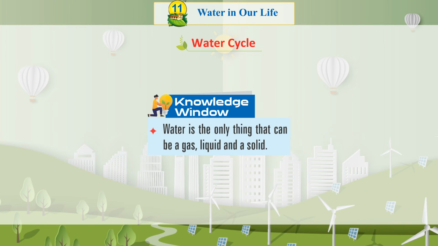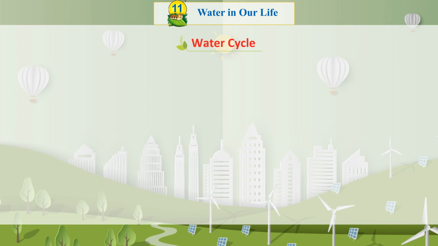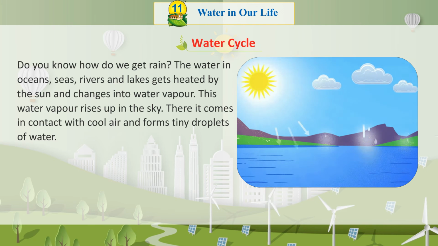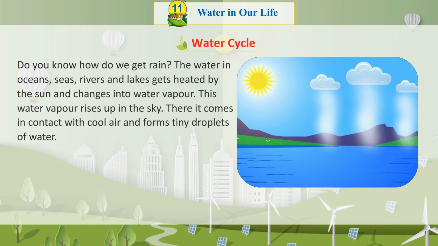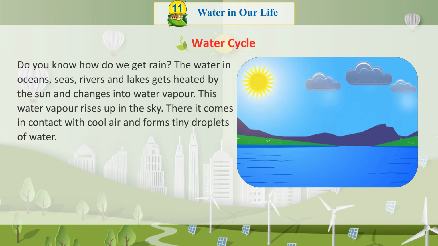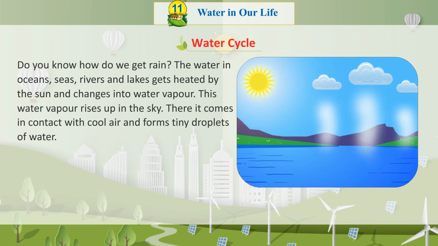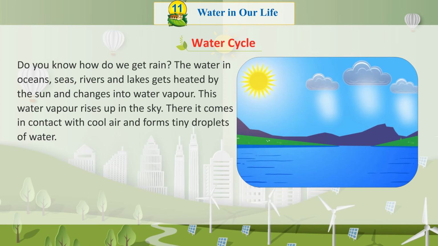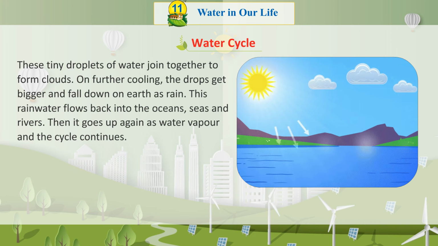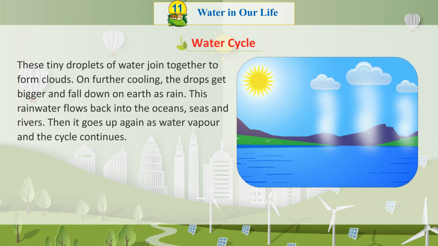Water cycle. Knowledge window. Water is the only thing that can be a gas, liquid, and a solid. Do you know how we get rain? The water in oceans, seas, rivers, and lakes gets heated by the sun and changes into water vapor. This water vapor rises up in the sky. There it comes in contact with cool air and forms tiny droplets of water. These tiny droplets of water join together to form clouds.